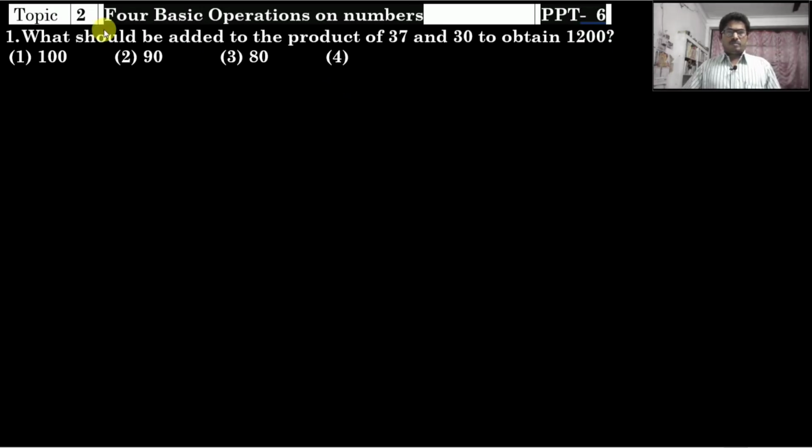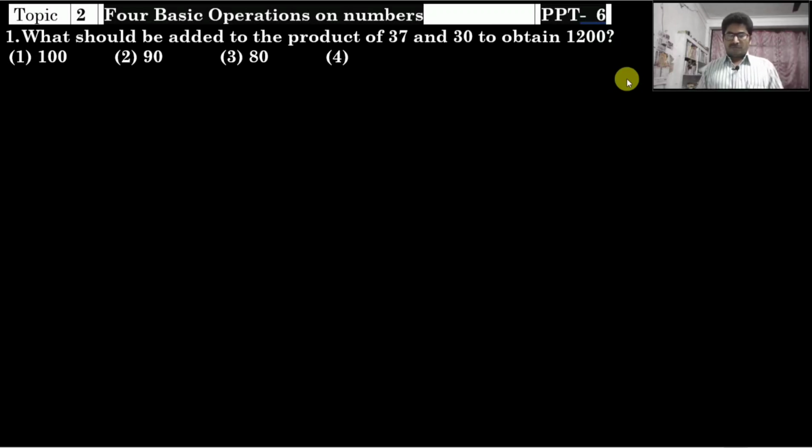Good morning, children. Now we are going to learn topic 2 for basic operations on numbers. PPT 6. First problem. What should be added to the product of 37 and 30 to obtain 1200?